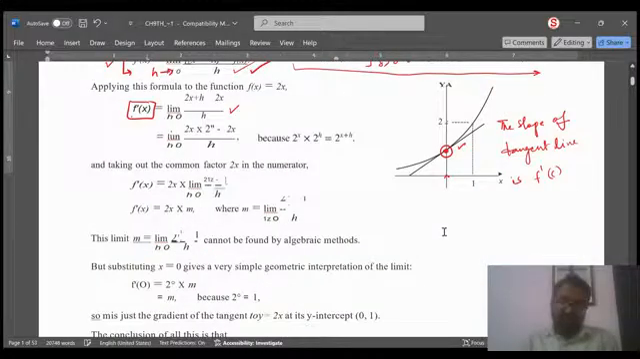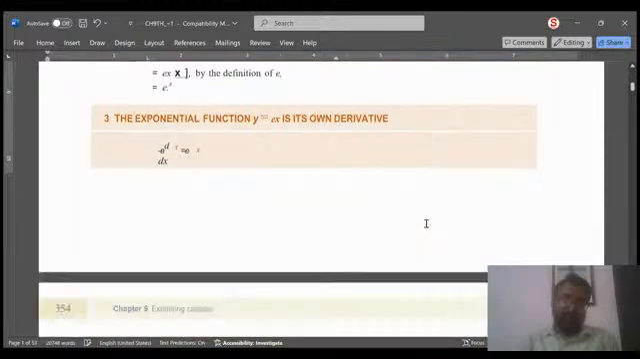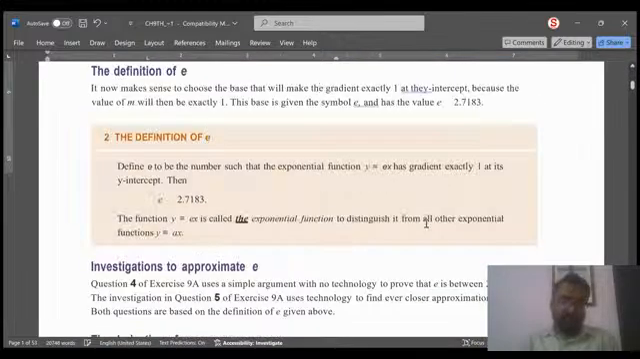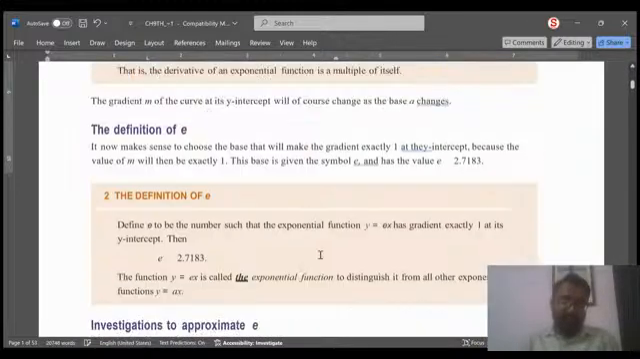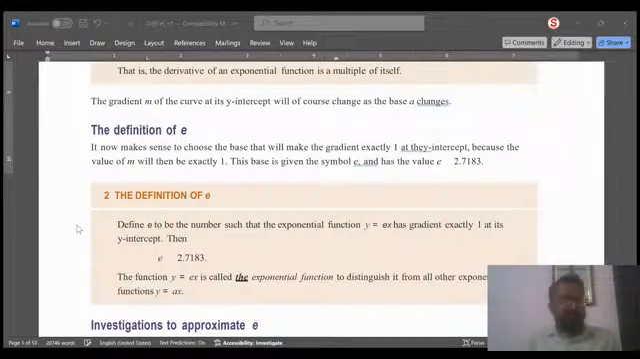Now if we take e power x, just give me 1 minute, I would like to change the application. Here we have our textbook, because that is not good for me.